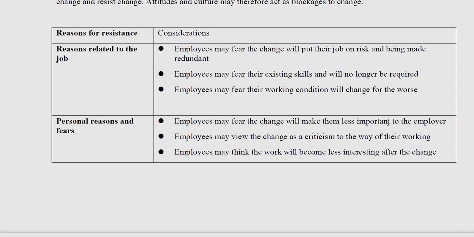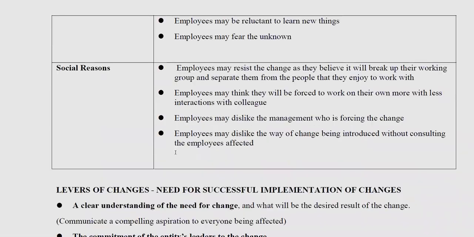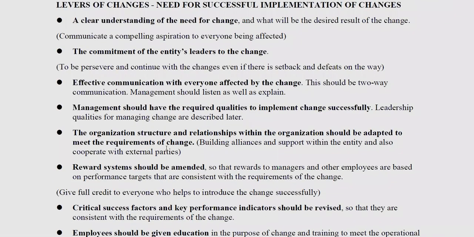They stop the change or slow down the change. So, reasons related to the job, personal reasons and fears, and social reasons, please remember. Now, for a successful implementation of change to happen, there's something we call the levers of change. A lever is something that will move the change or make the change happen, right? You must understand them, or at least know 5 or 6 of them. There are lots of them, okay?